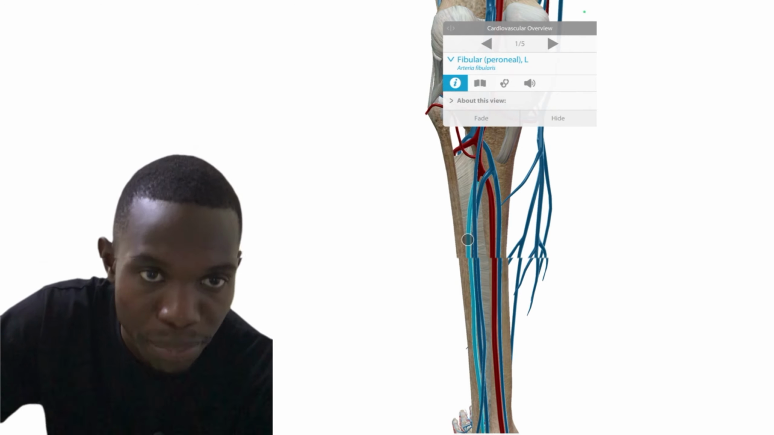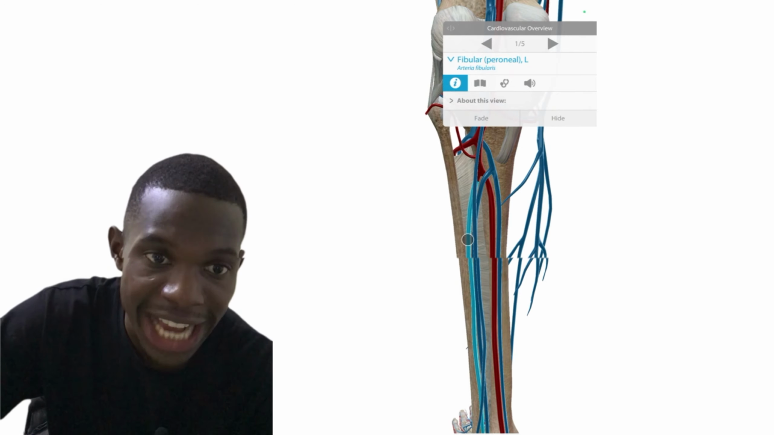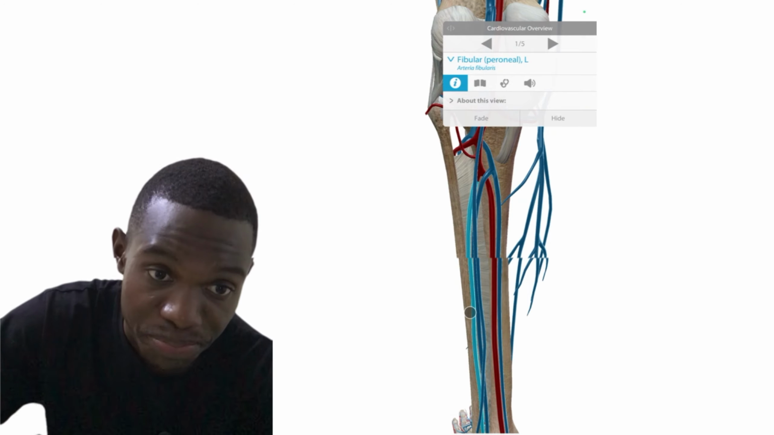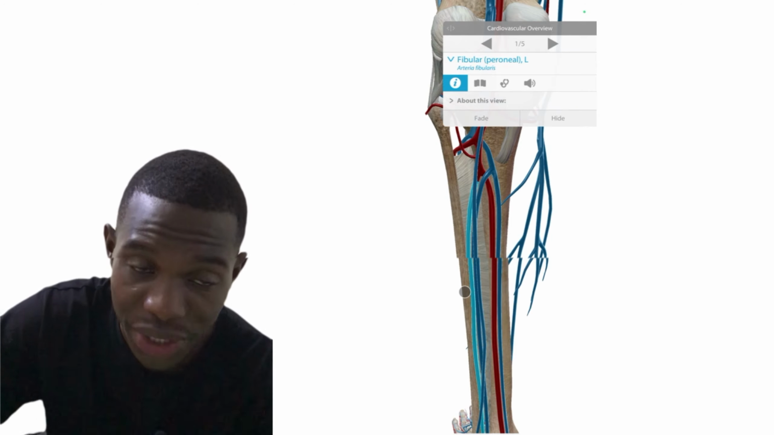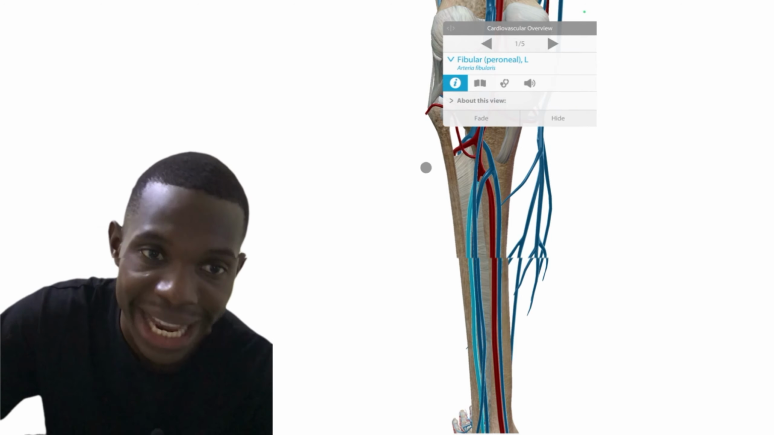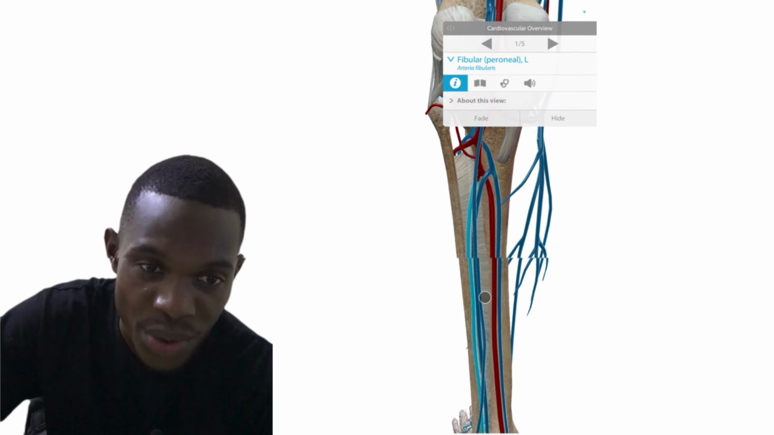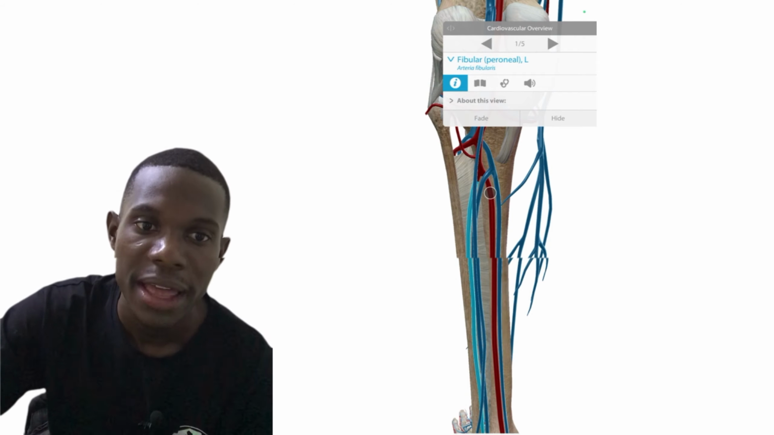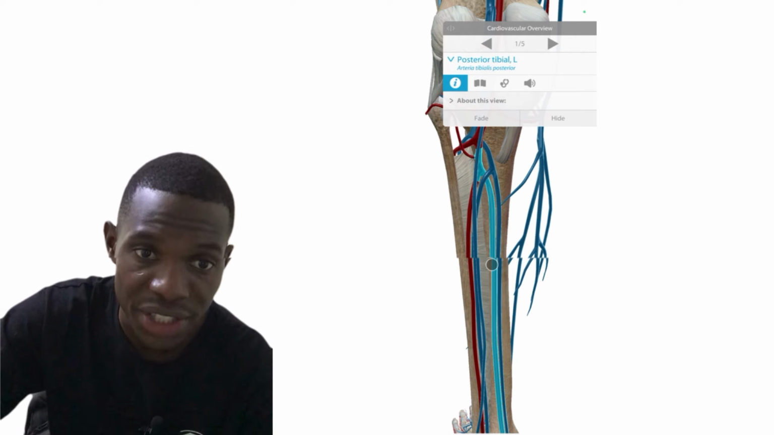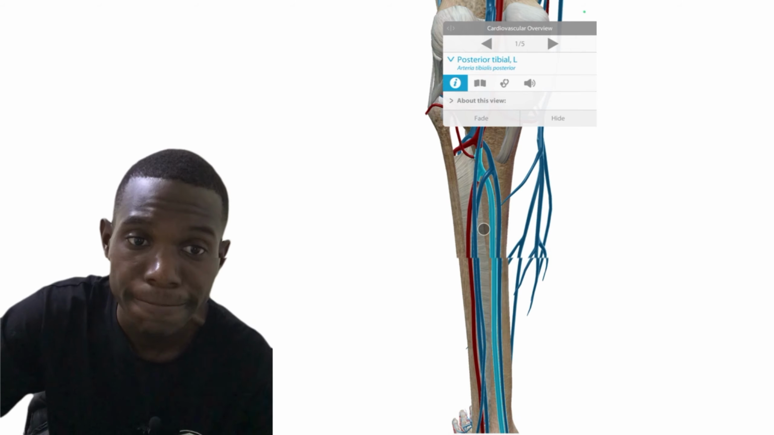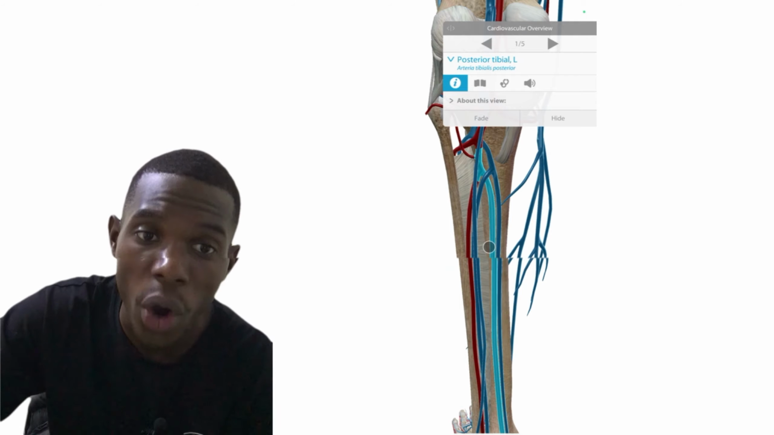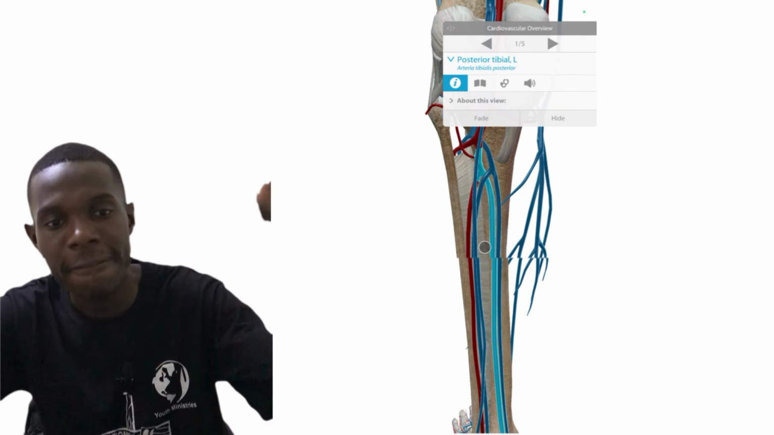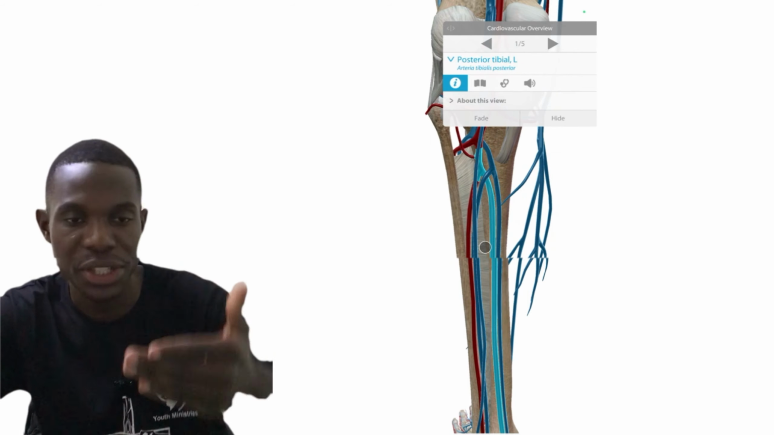You can see that's your fibular artery. The fibular artery will be running posterior to the fibular bone. It's the portion that is going to supply the lateral compartment of the leg, as well as send nutrient arteries to the fibula. The posterior tibial artery will be descending at the floor of the tibialis posterior.